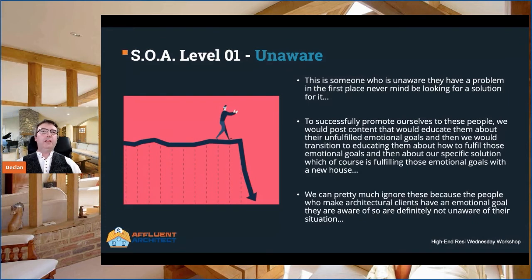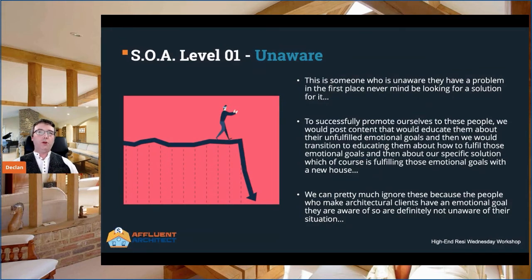So the first up is unaware. And this is someone who's unaware they have a problem in the first place. Never mind be looking for a solution for it. So to successfully promote ourselves to these people, we would post content on social media that would educate them about their unfulfilled emotional goals. And then we would transition to educating them how to fulfill those emotional goals, and then about our specific solution, which is, of course, fulfilling those emotional goals with a new house.